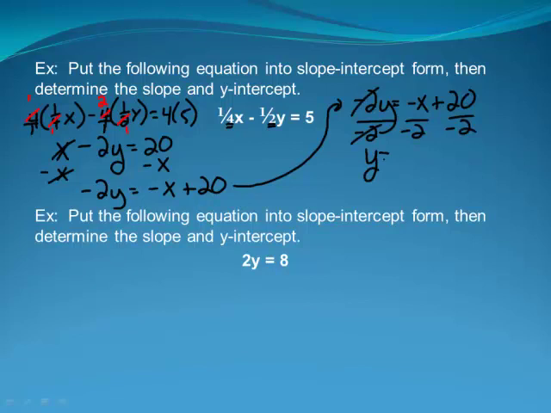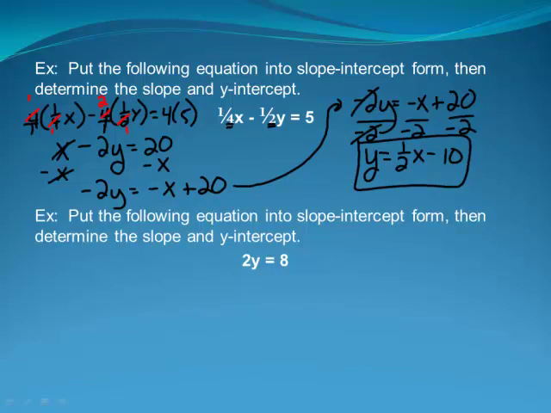So we get y is equal to, negative divided by negative is a positive, and x over 2 is the same as 1/2 times x. You can pull that x out separate from that fraction. 1/2 x plus 20 divided by negative 2 is minus 10. So there's our equation in slope-intercept form.